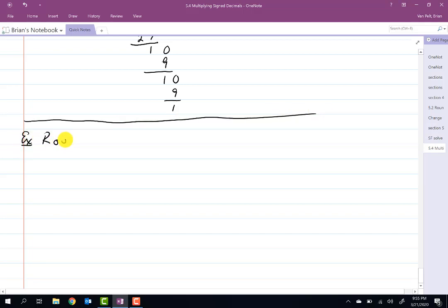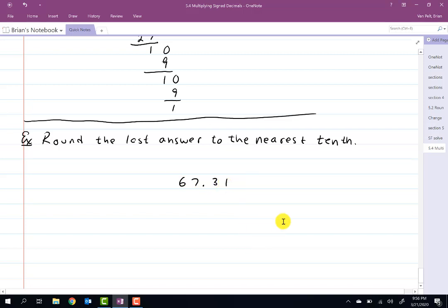For the last example, round the last answer to the nearest tenth. So what did we get for our answer? 67.3. I don't need to go any farther than that. I just need to cover one place past the place in question, and there it is. The 3 is in the tenths spot. That 1 says to round down, and we just get 67.3.